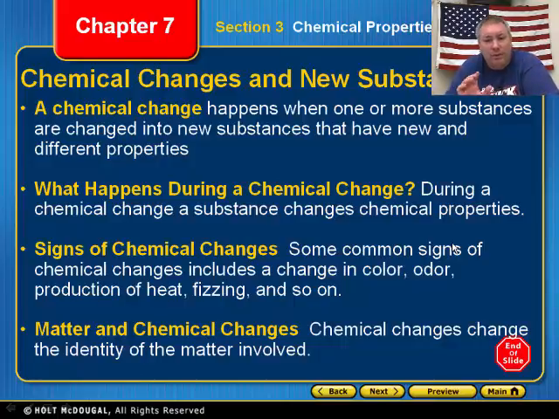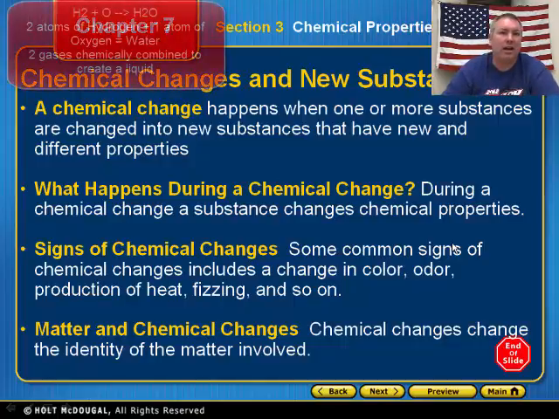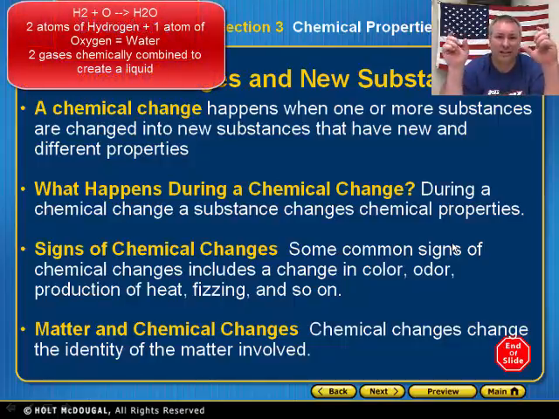Now, when we talk about matter, a chemical change changes the identity of the matter involved. So it changes the identity of that substance completely. All right, and it is now something completely different. It's the same thing with hydrogen gas and oxygen gas. You have these two gases that are out there floating around willy-nilly. Well, when they combine chemically, and you have H2O, so 2 atoms of hydrogen, 1 atom of oxygen, they combine chemically. All of a sudden, you have liquid water. All right. So 2 gases combined chemically, you have liquid water.